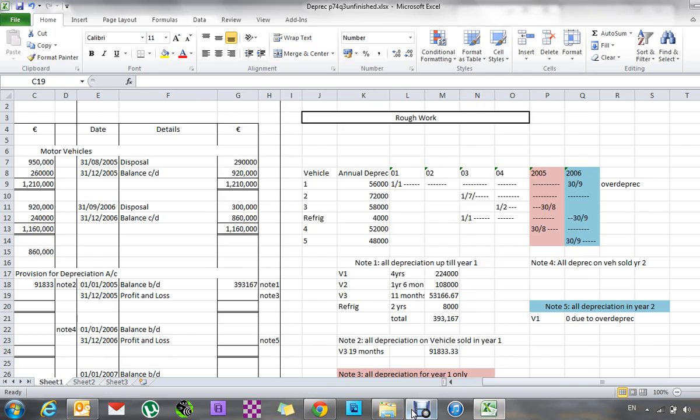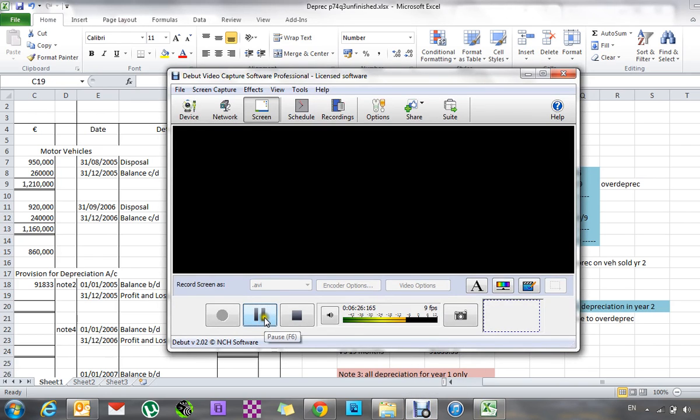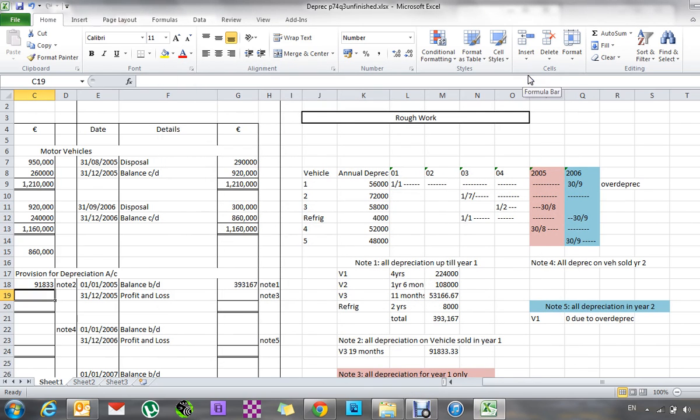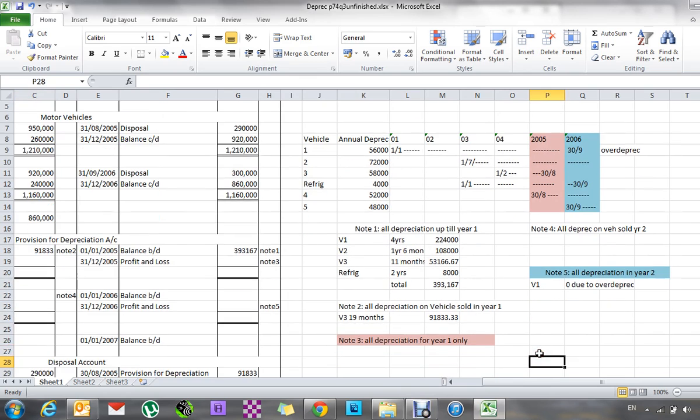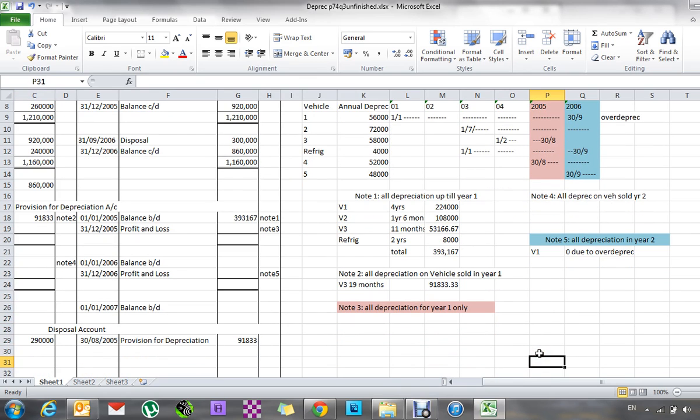Now I'm going to move on and look at the next step. We're back to note number 3 now. Note number 3 is going to be depreciation of everything that happened during this year. So I'm looking at this box here. I have a full year for the first one, vehicle 1, which is 1 year, so that's 56 grand. Vehicle 2 is also 1 year, 72 grand.